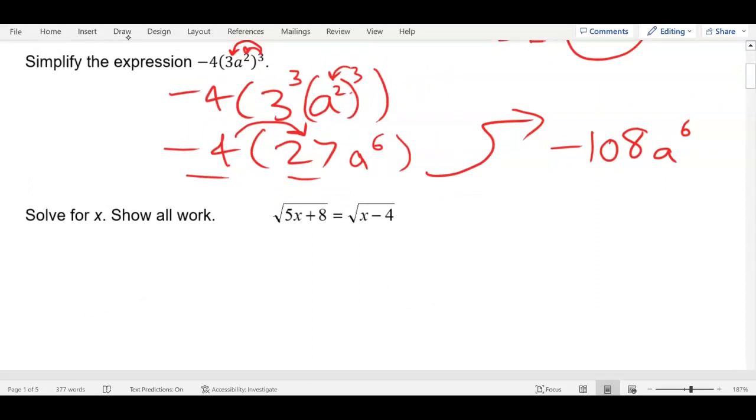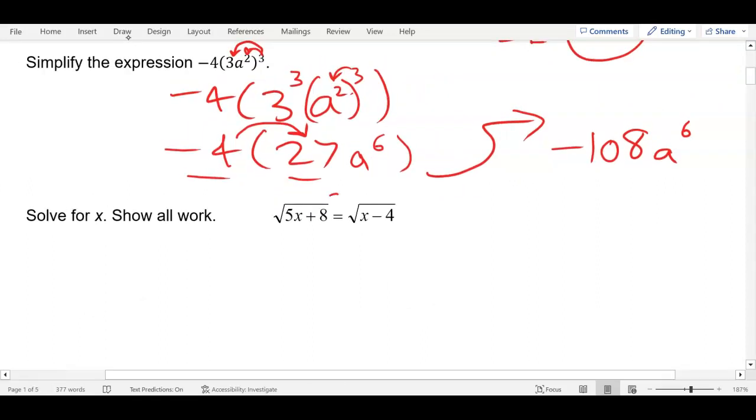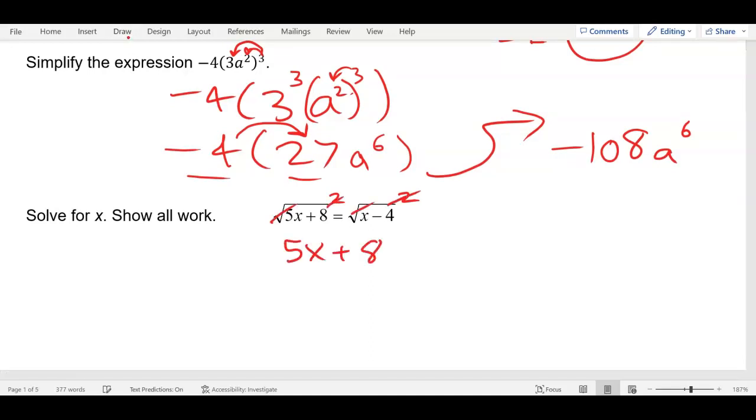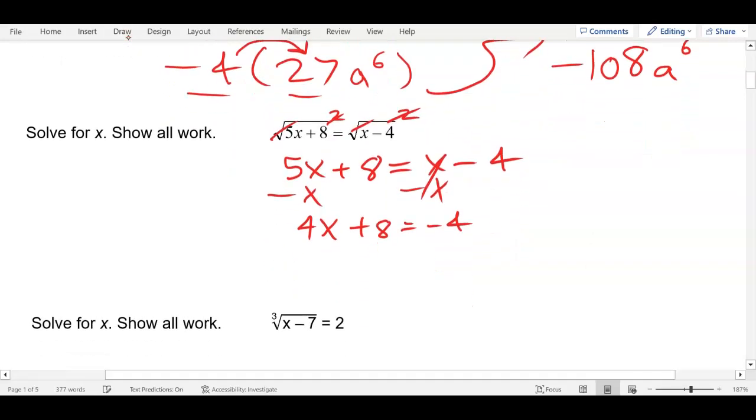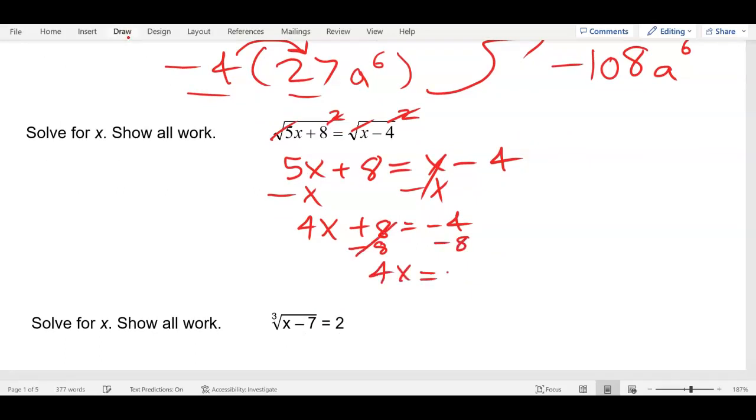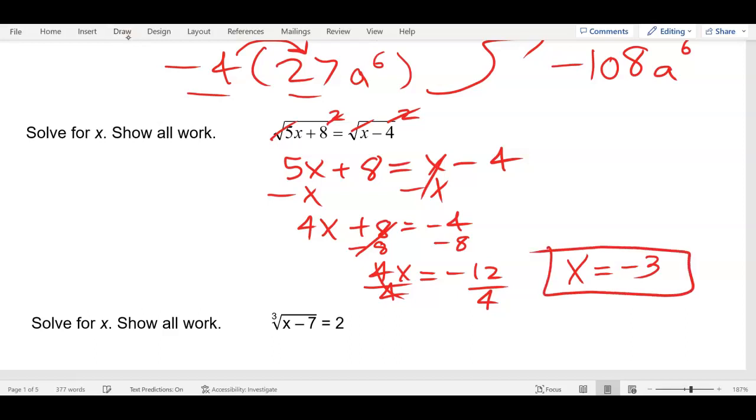When you have a square root on both sides, if the square roots match, then you can square both sides, and it's going to eliminate the square root signs. 5x plus 8 equals x minus 4. When x is on both sides, we get rid of the smaller x. So -1x here, -1x here. I get 4x plus 8 equals -4. Get rid of that loner on the left, so -8. -4 minus 8 is -12. And then to get rid of this coefficient 4, we divide by 4. -12 over 4 is -3.